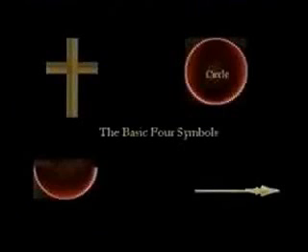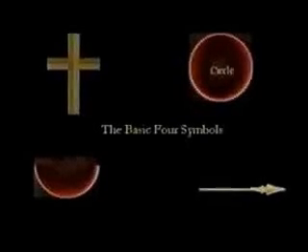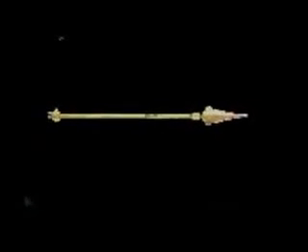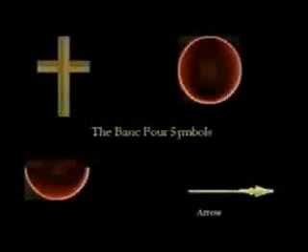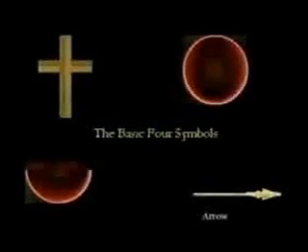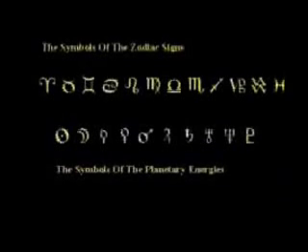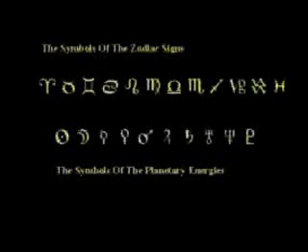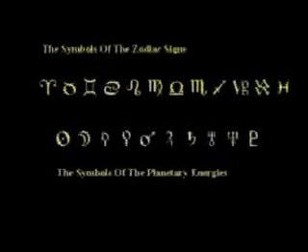The astrological symbols of the planets and the zodiac signs are symbolized by four basic forms: the cross, the circle, the semicircle, and the arrow. Interpreting the basic structures of the astrological symbols, the glyphs meanings.